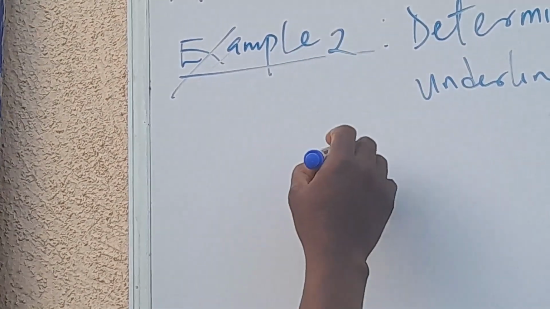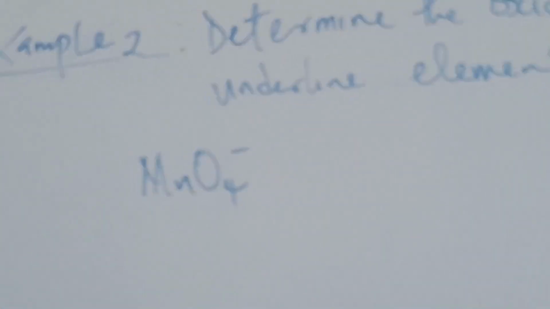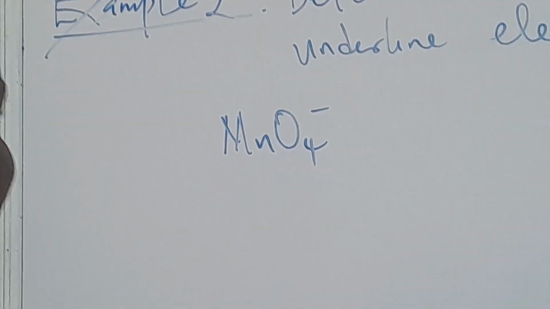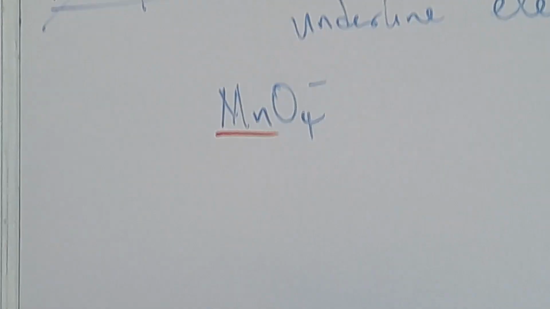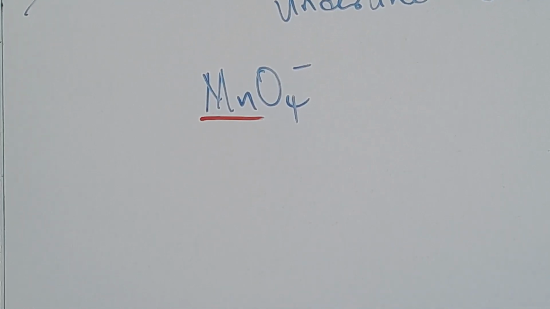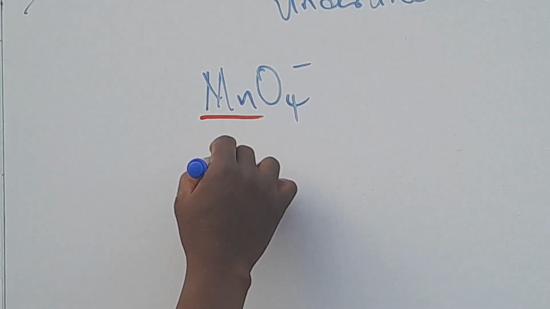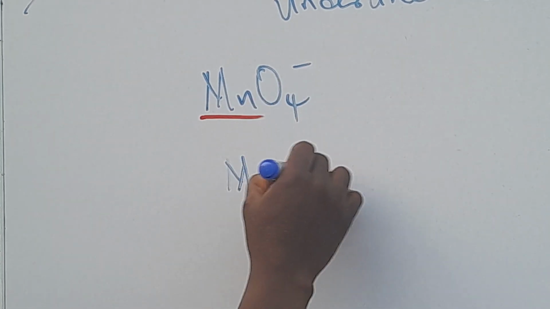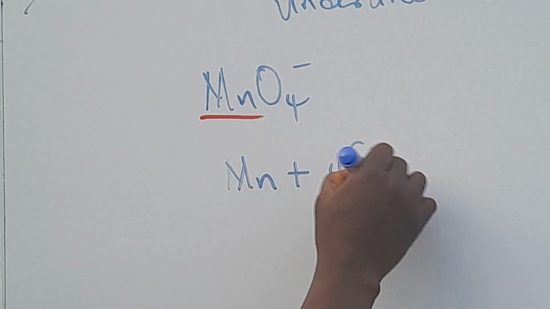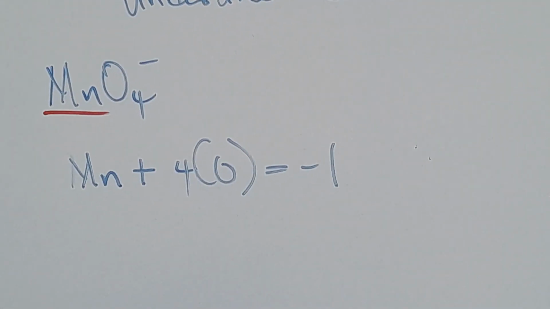Example 2 is MnO4 minus. The underlying element here is manganese. Remember, what our rule says is that for a radical, the sum total of all the elements in here will be equal to the power assigned, which is minus 1. You're going to have Mn plus 4 atoms of oxygen, equals minus 1. Are we getting it? All right.